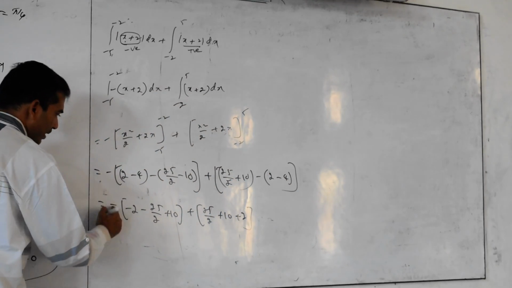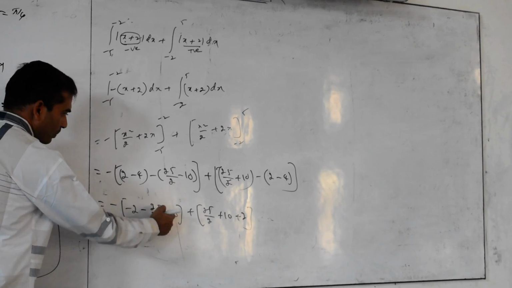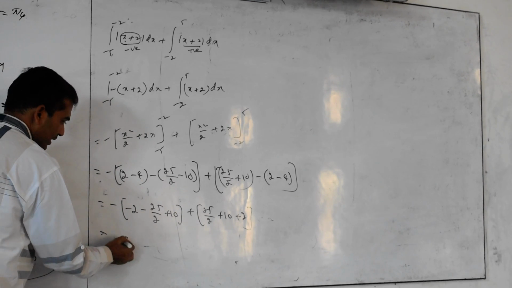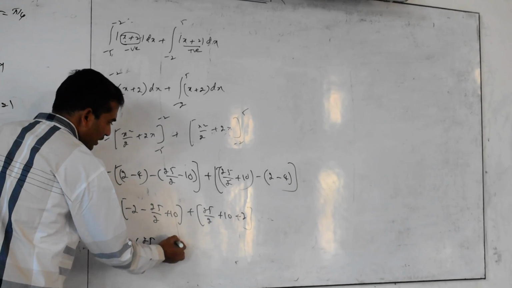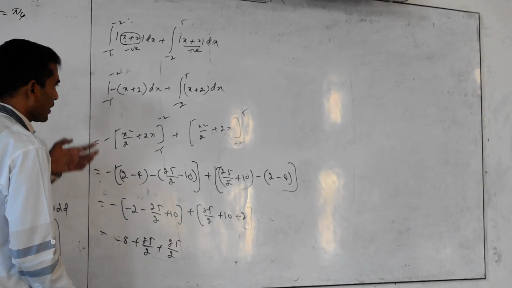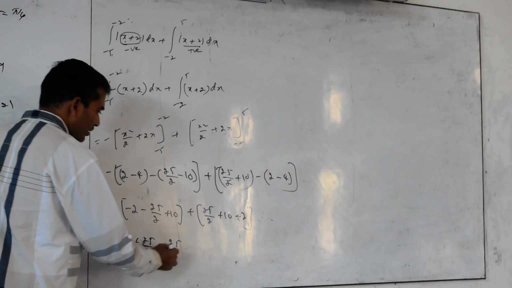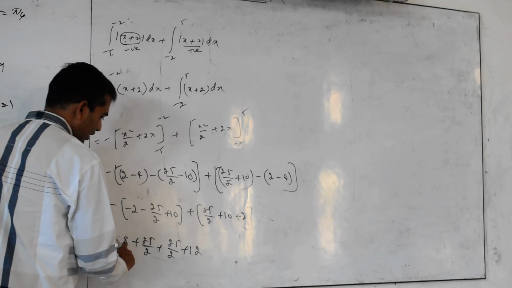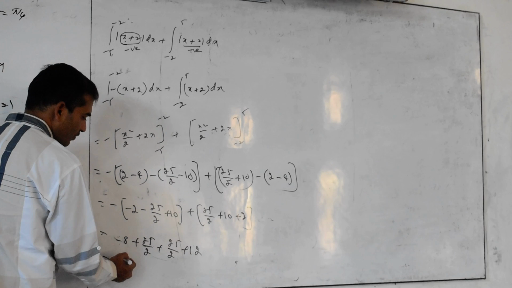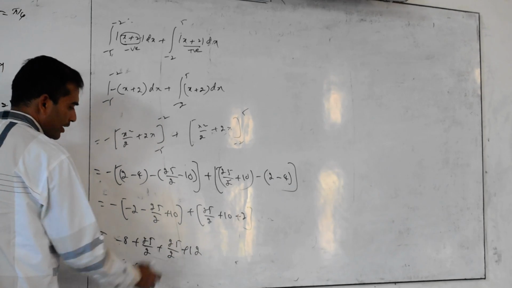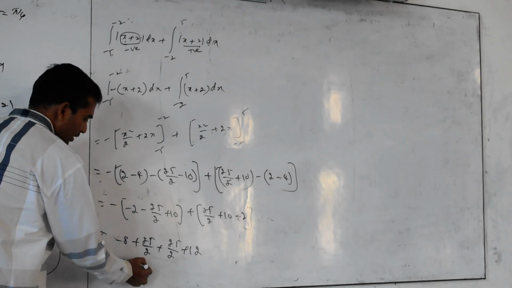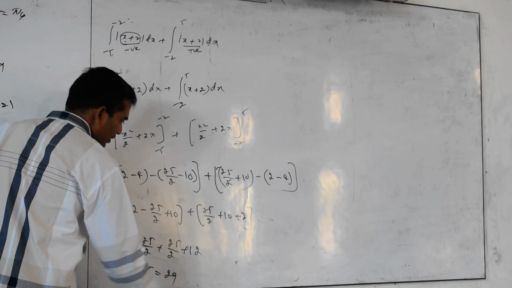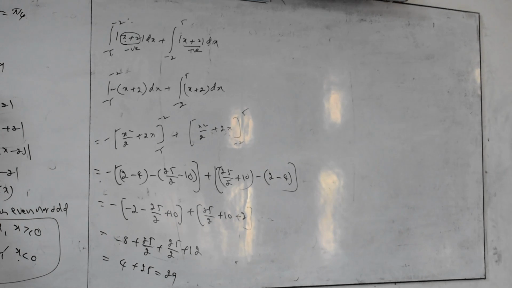Finish. Minus 2 plus 10 is 8. So minus 8 plus 25 by 2 plus 25 by 2. Correct? 25 by 2 plus 12, okay, minus 8 plus 12 is 4. 25 by 2 plus 25 by 2 is 25. 25 plus 4 is 29. This is the way.